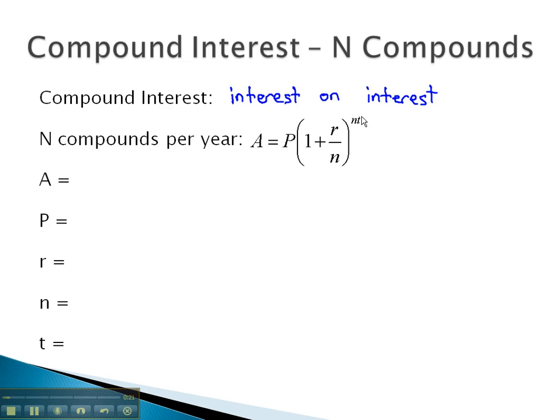In the case of compound interest, where we know the number of compounds or payments we get in a year, we use this equation, A equals P times 1 plus r over n, to the nt, to calculate the number of compounds. A represents the final amount in the account.